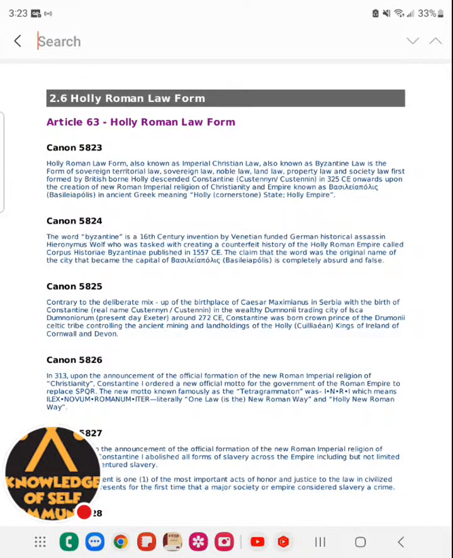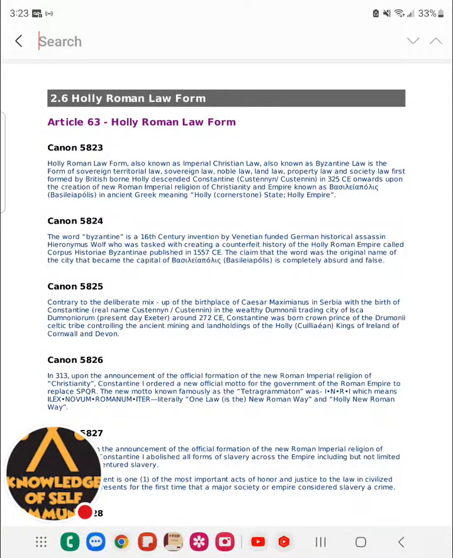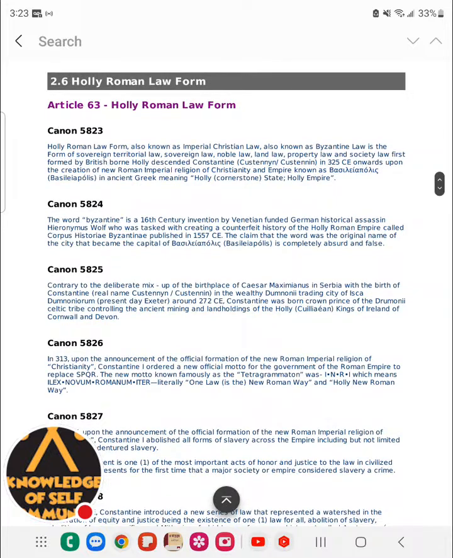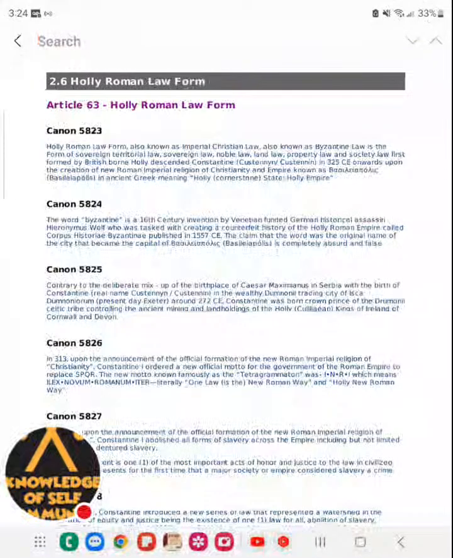Now, this is from Article 63. And we're just going to complete the first article, and then we're going to shut it down, and we're going to return for another live, removing the cobwebs. Article 63, Holy Roman Law Form. Now we're being introduced to what is the Holy Roman law form. Canon 5823, the Holy Roman Law Form, also known as Imperial Christian Law.